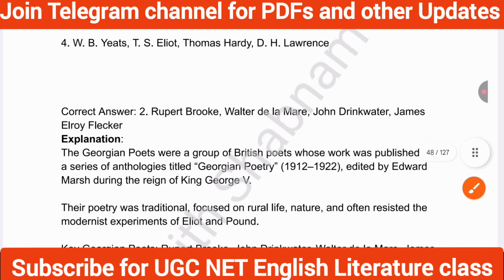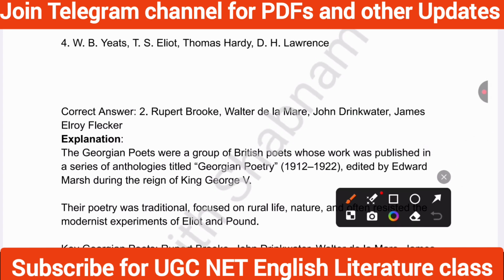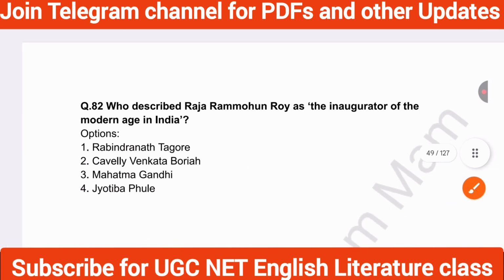So this was the correct one. Remember the writers of the Edwardian age or Georgian age. Now the writer names you have to remember: Robert Brooke, Walter de la Mare, John Drinkwater, James Elroy Flecker. Now let's move to the next question.